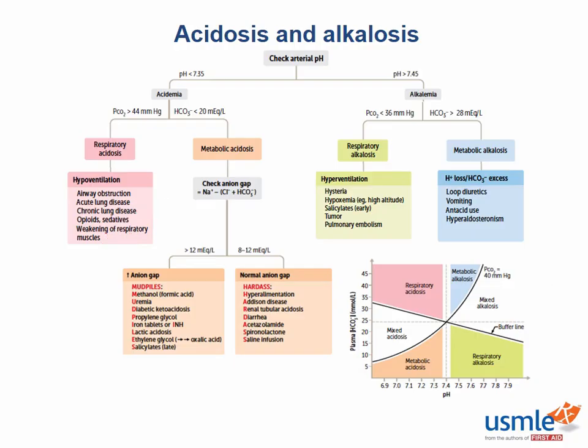Now let's work through a quick problem. A patient comes in because of a morphine overdose. You check his arterial blood gas and his pH is 7.25 with a PCO2 of 60. What is his primary acid-base disturbance?